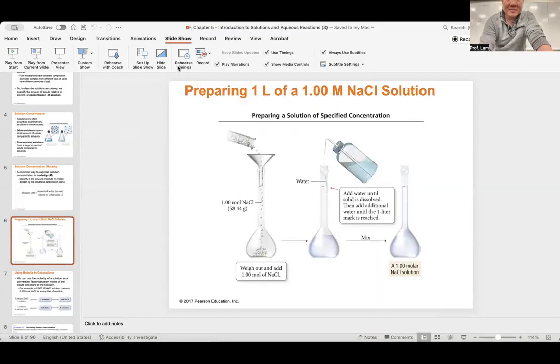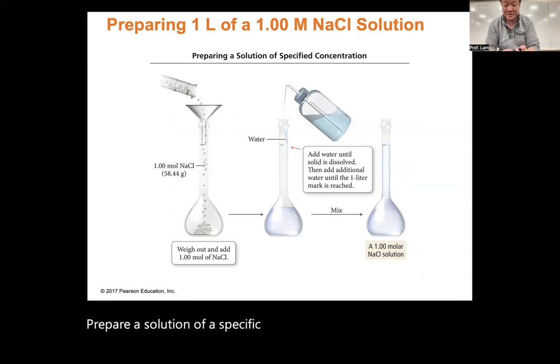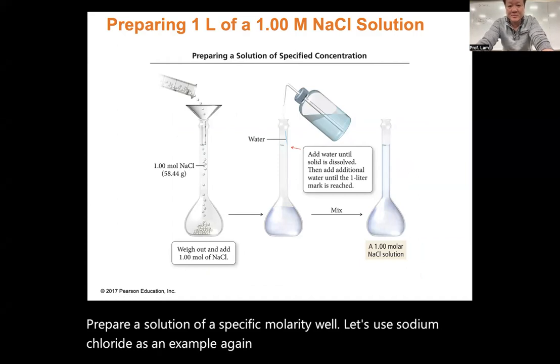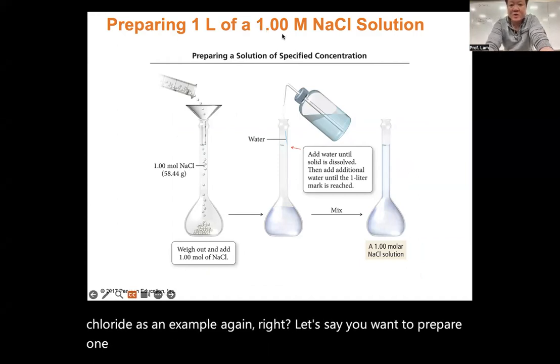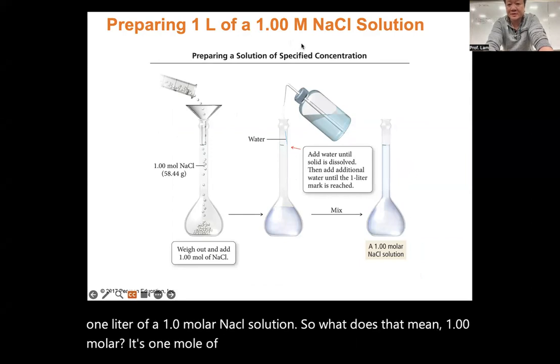All right. So back to the slides here. So how do we prepare a solution of a specific molarity? Well, let's use sodium chloride as an example again. Let's say you want to prepare 1 liter of a 1.0 molar NaCl solution. So what does that mean, 1.0 molar? It's 1 mole of NaCl per liter.